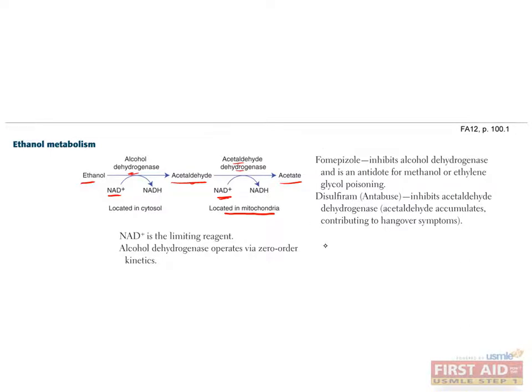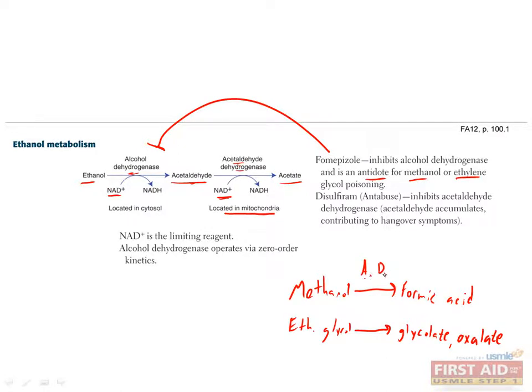Several medications can be used to treat alcohol poisoning and to maintain abstinence in alcoholics. Fomepizole inhibits alcohol dehydrogenase, but it's not used in situations involving excess ethanol. Instead, it's used as an antidote for methanol or ethylene glycol poisoning. This is because alcohol dehydrogenase is also used to convert methanol to formic acid, which causes visual disturbances in methanol poisoning, and to convert ethylene glycol into glycolate and oxalate, which cause renal damage in ethylene glycol poisoning.